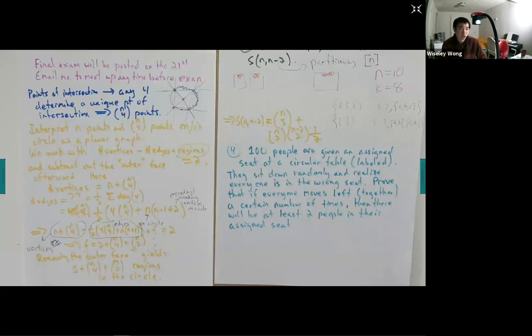So what I'm saying here is that you assign a seat, you just sit down at random, everyone's in the wrong seat, and then now what you're doing is, okay, you look at the person to your left, and then you're like, all right, scoot over, everyone just shifts over one seat. And then you keep doing that.